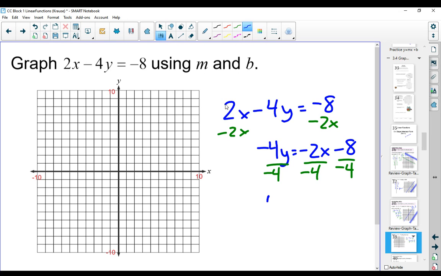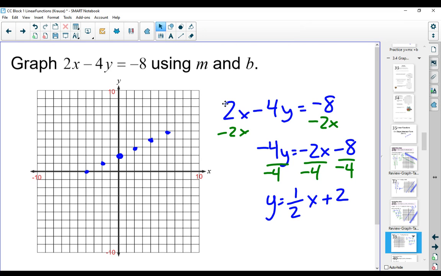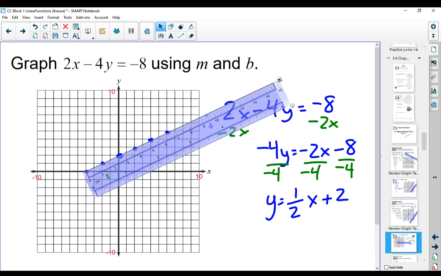Dividing by negative 4, I'm going to get y equals negative 2 over negative 4 is a positive 1 over 2x. Negative 8 over negative 4 is a positive 2. So my y-intercept is 2. And then my slope is 1 over 2. So up 1, right 2, up 1, right 2, or down 1, left 2, and so on. And again, take your ruler, and draw a straight line.